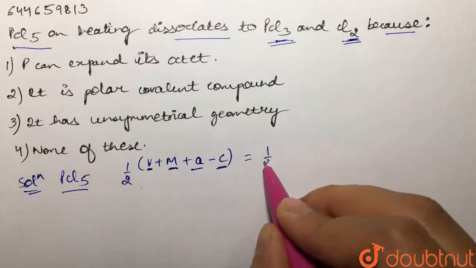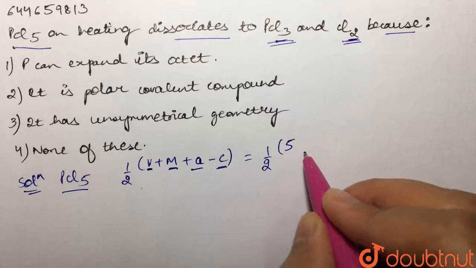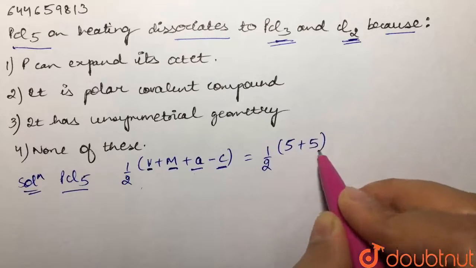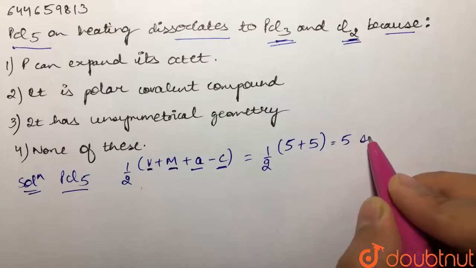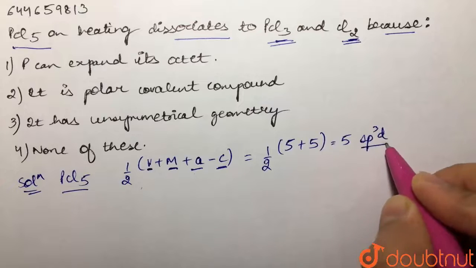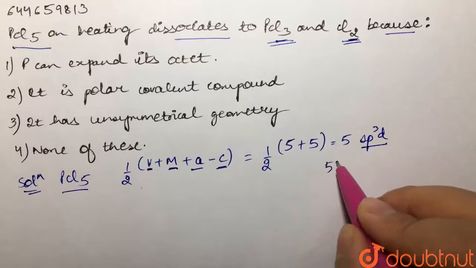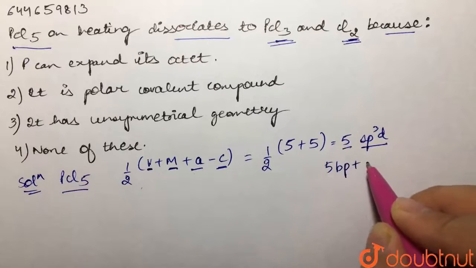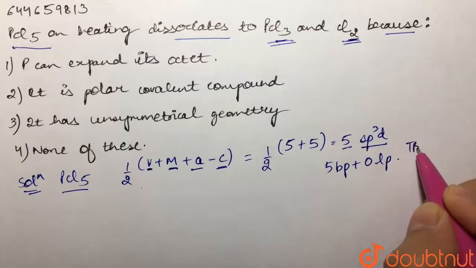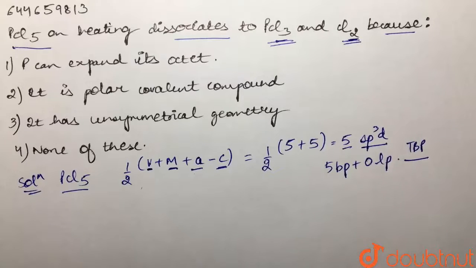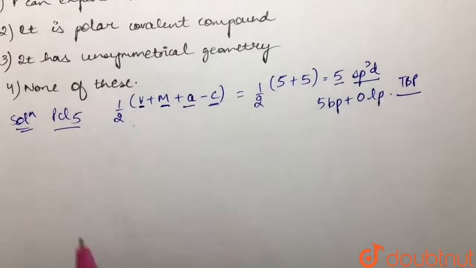Now phosphorus is the central element that has 5 valence electrons, plus 5 monovalent chlorine atoms are attached to it. So this would be 10 by 2, which is equal to 5. That means this is sp3d hybridized. Now in this case we have 5 bond pairs, right? And our steric number is 5. That means we have 0 lone pairs, right? So we're going to have trigonal bipyramidal geometry for the shape of the PCl5 molecule.